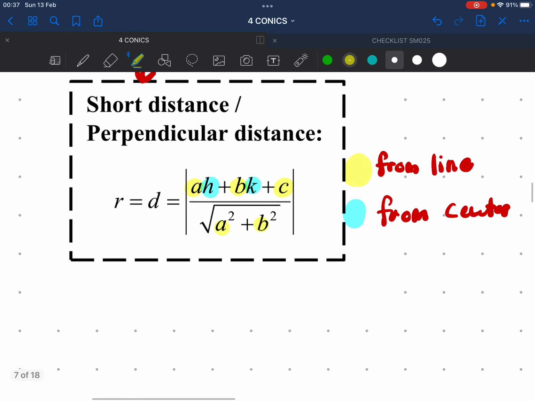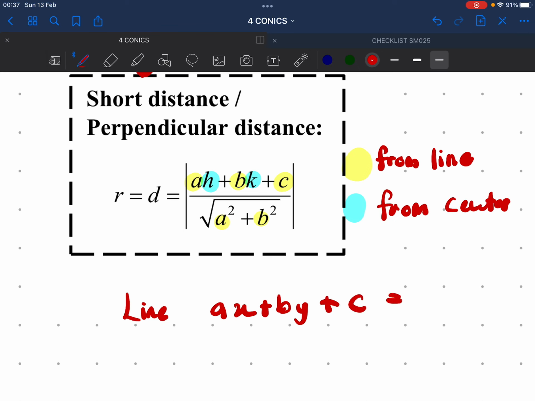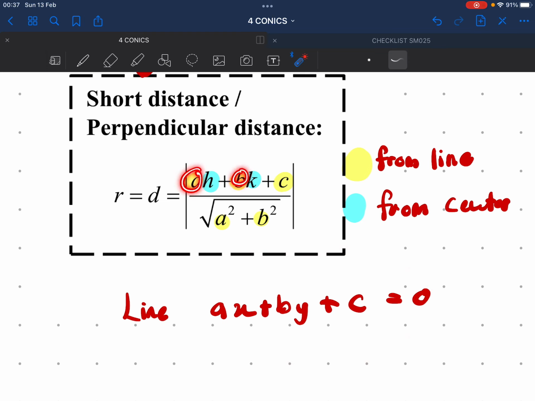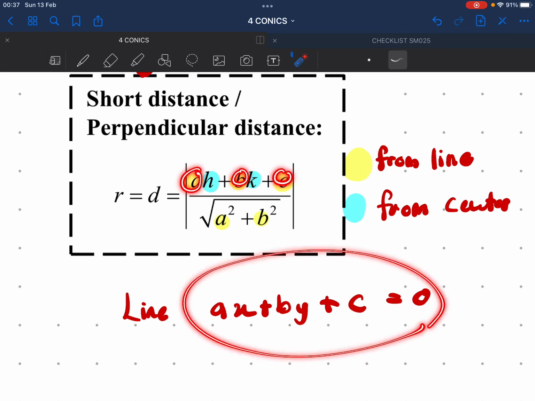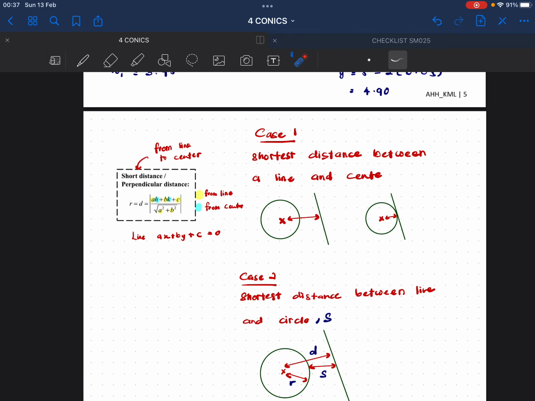So what are you going to do for the equation of the line? You have to make it as AX plus BY plus C equals 0. Your equation of line has to be in this form, so your A, B, and C are from this, and your H and your K are from the center. Okay, so let's see.